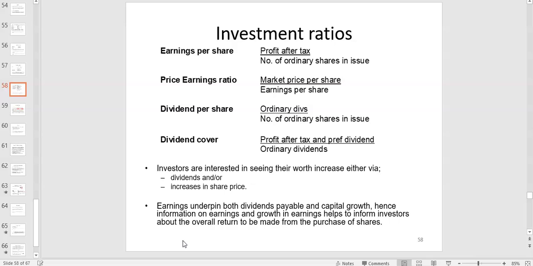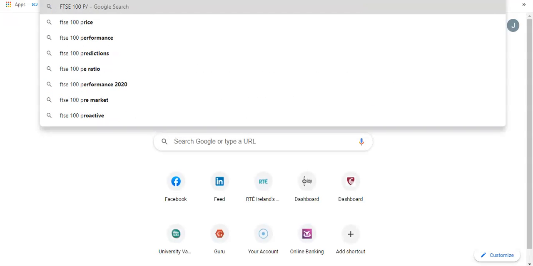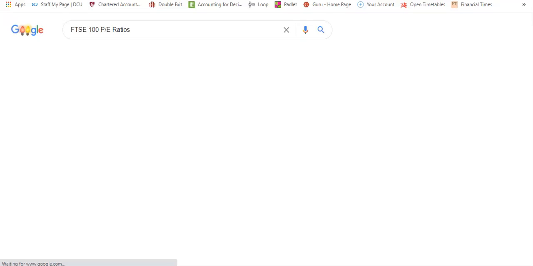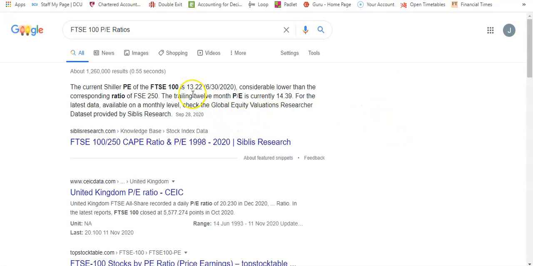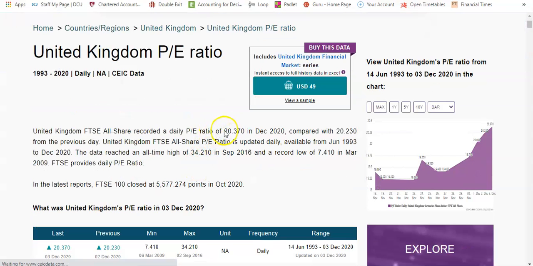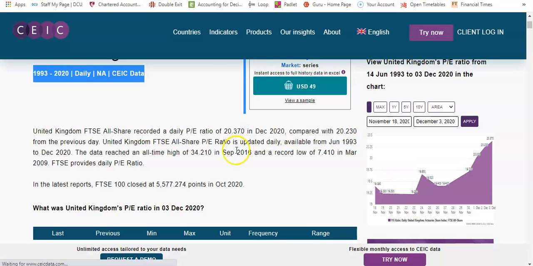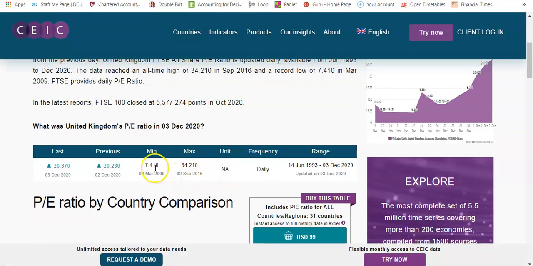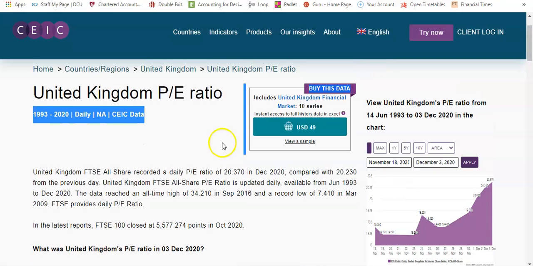I know some people will ask, if this is a live webinar, what's an average one? There's no such thing as an average overall. But to give you an example, if we look at the FTSE 100 PE ratios, what's the PE ratio of the overall index? Taking all the FTSE 100 companies, all their values divided by all their earnings is about 20. So the average ratio is 20, with a minimum of 7 and a maximum of 34. It just depends on the timing.